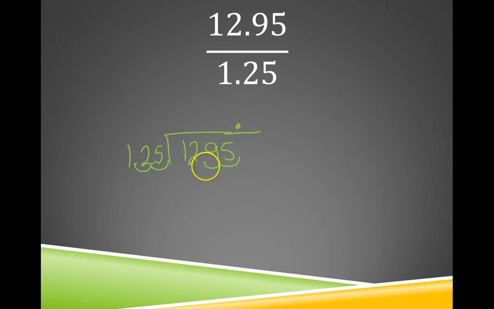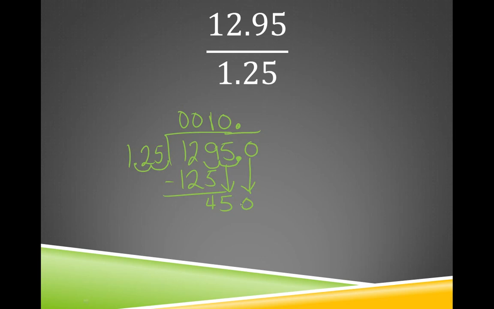125 can go into 129 once. It cannot go into 1, it cannot go into 12. That means we get 125 down here. We drop the 4, drop the 5. 125 cannot go into 45. So we put a 0 there. Now here, we have to add a 0 on the end and then drop it down. So that might be something new that you're not used to as well.